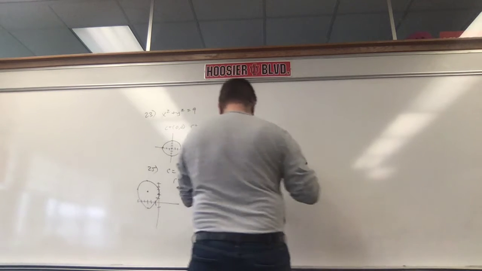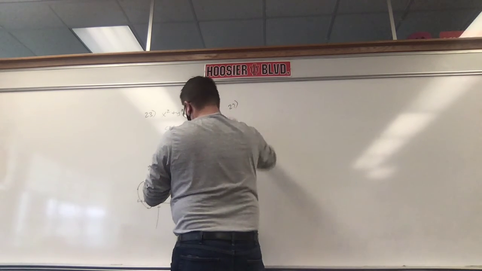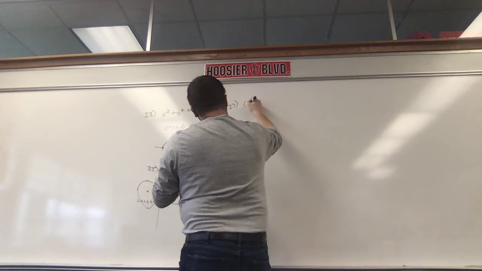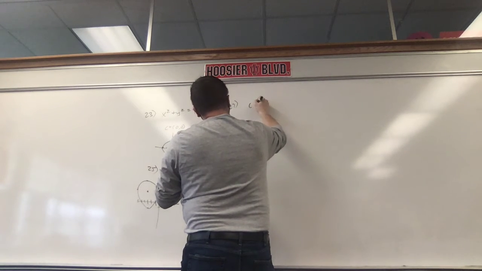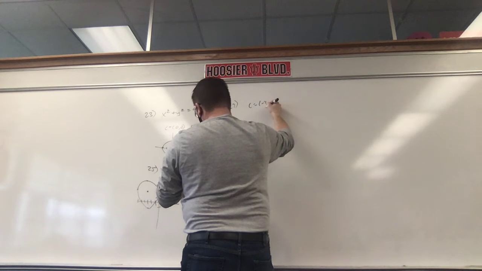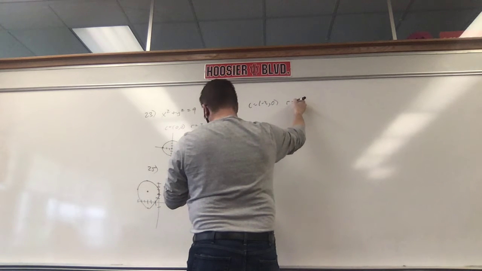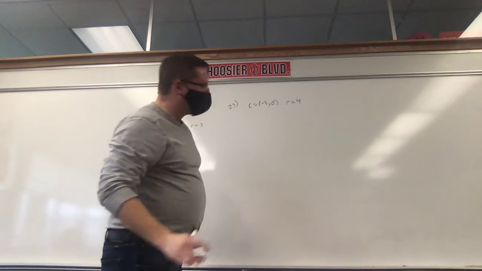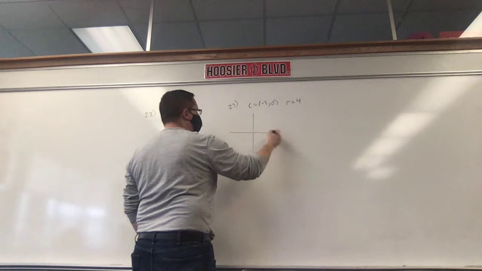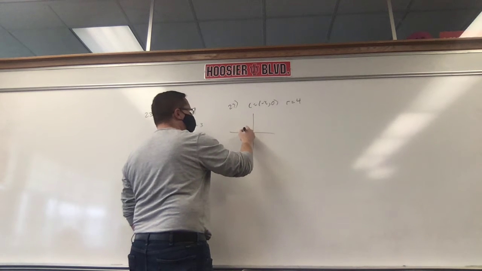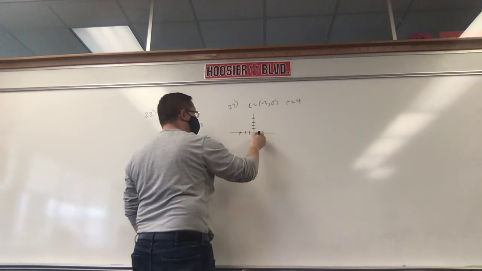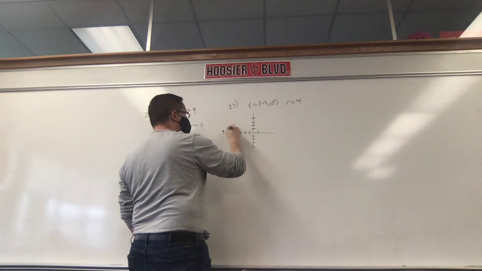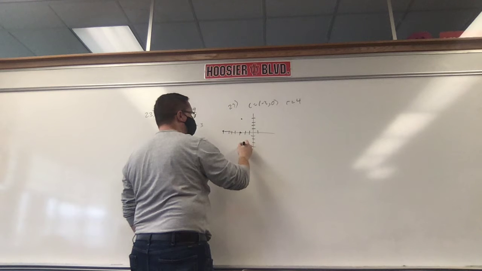Okay, 27. What's our center? -3, 0. What's our radius? 4, square root of 16. Okay, so -3, 0 is back 3 and stay right there. Go up 4, down 4, right 4, left 4. 1, 2, 3, 4.